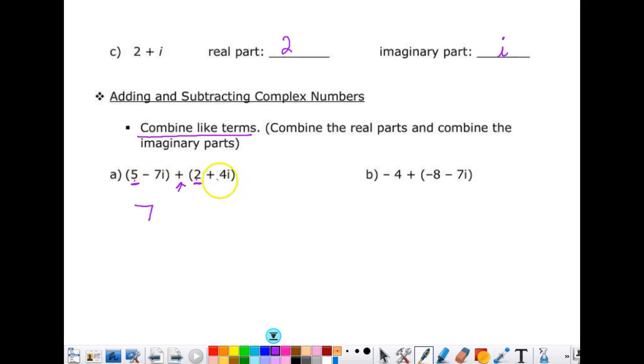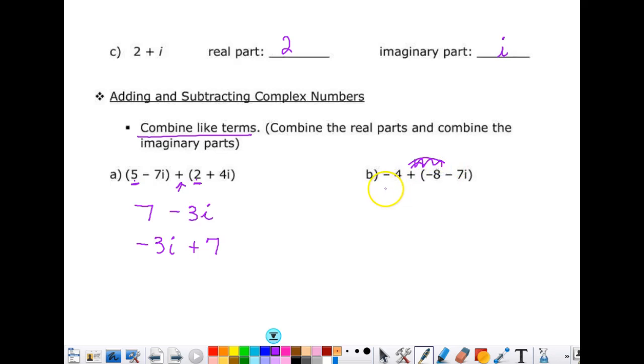A negative 7i plus a 4i is negative 3i, and that's all there is to it. You could even write it like this. It's not technically wrong to write it the other way. Okay, over here, notice that's a plus, so we don't need to distribute a negative. You know, we don't need to do that.